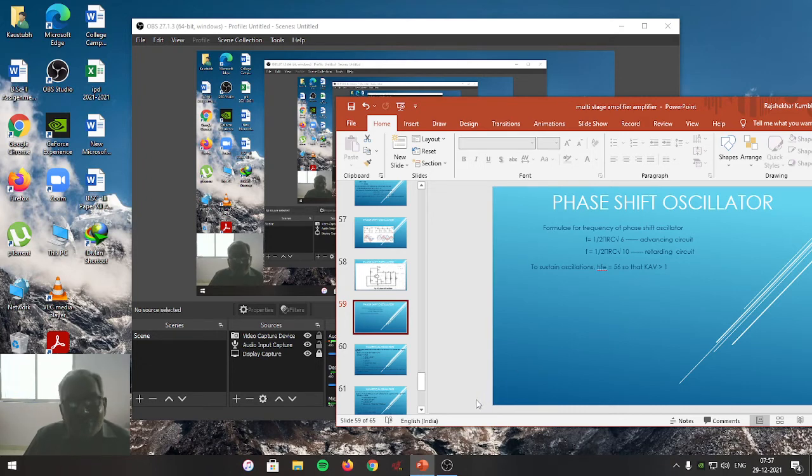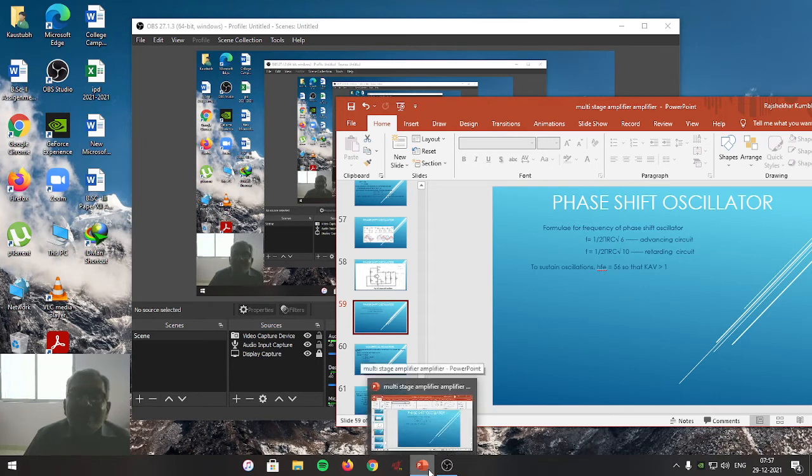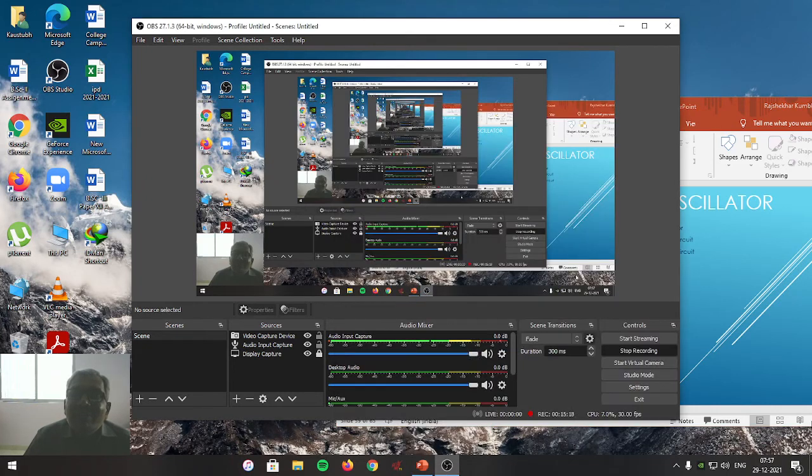Friends, that's all about the construction of the phase shift oscillator, its working, the formula for frequency and the conditions of the Barkhausen criteria, and how they are utilized in the case of the phase shift oscillator. That's all about the phase shift oscillator, and also topic number 5, namely oscillators. Here we are completing our topic number 5.